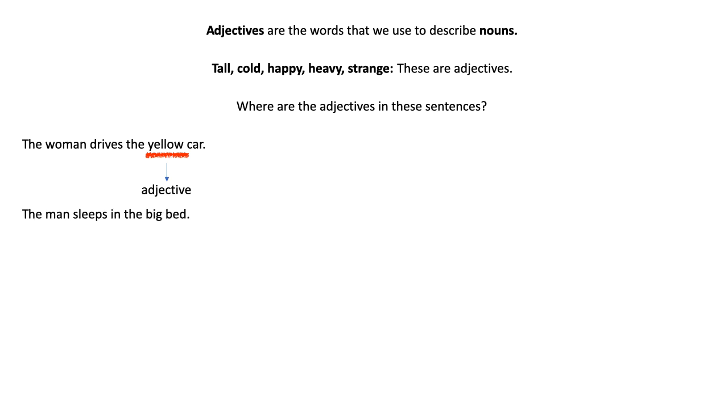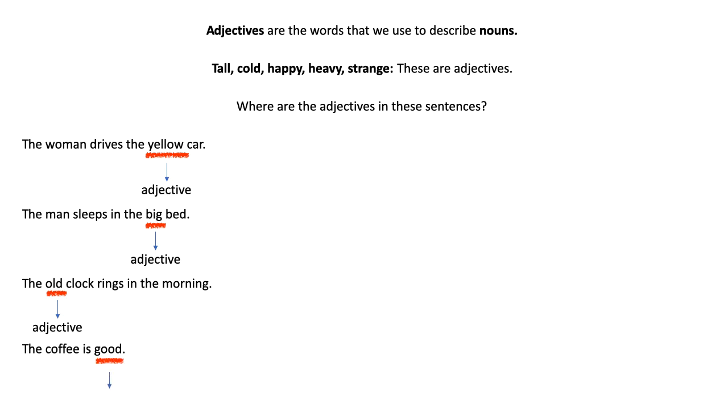Let's look at another sentence. The man sleeps in the big bed. Where is our adjective? Big, right? Big is describing the noun bed, right? How about the old clock rings in the morning? Where is the word that describes a noun here? Old. Old describes the clock, right? So it's an adjective. One final example, the coffee is good. Clearly, good would be our adjective, right? It's describing the noun coffee. So adjectives describe nouns, okay?